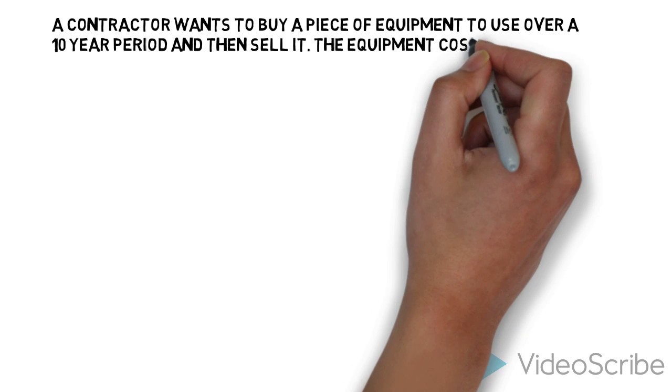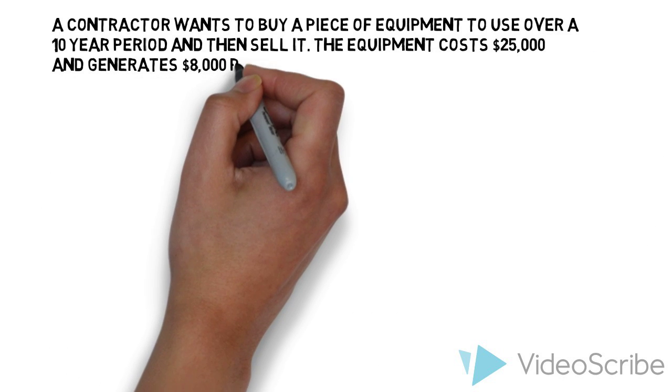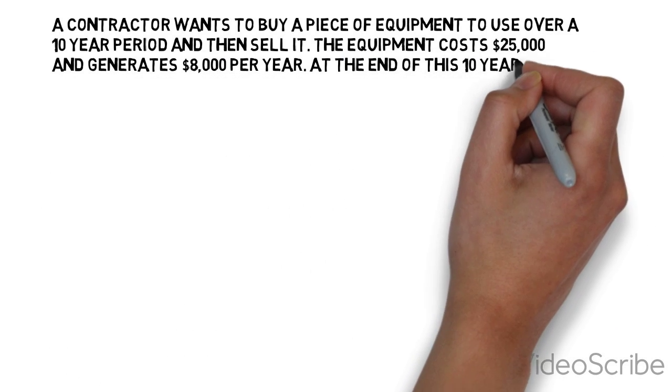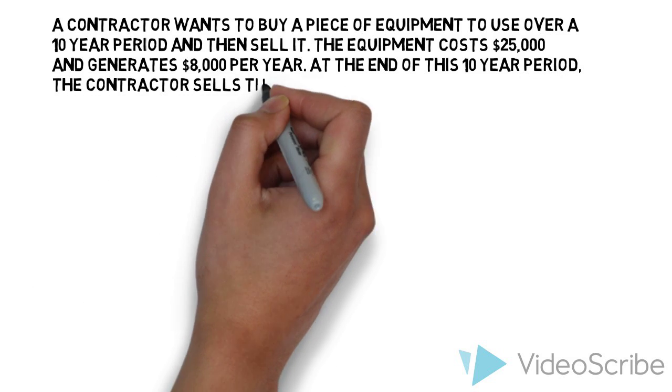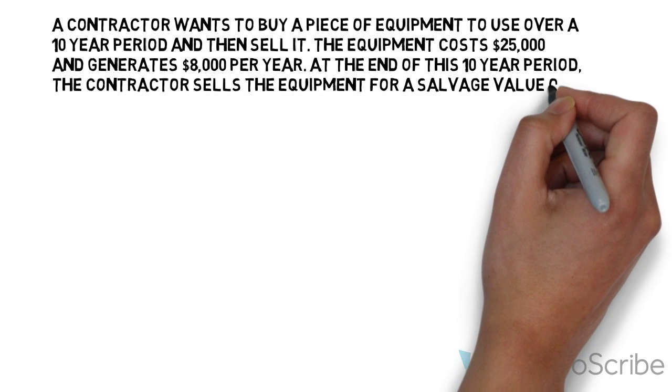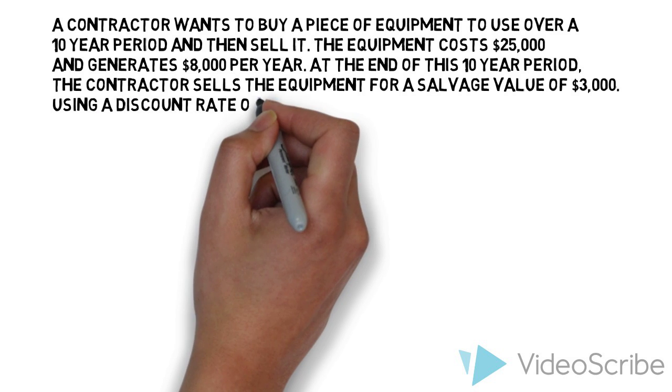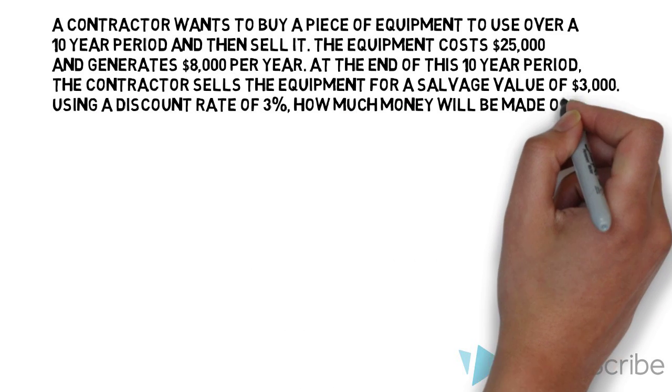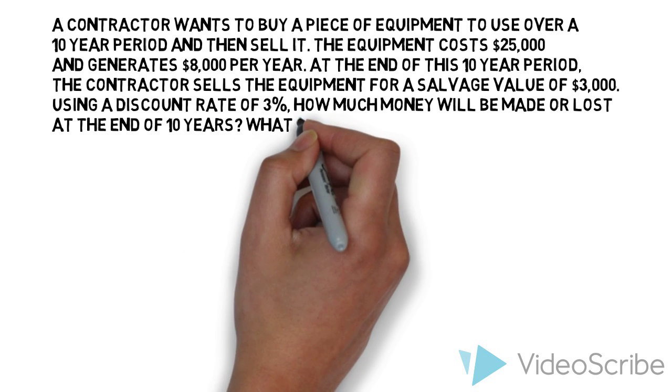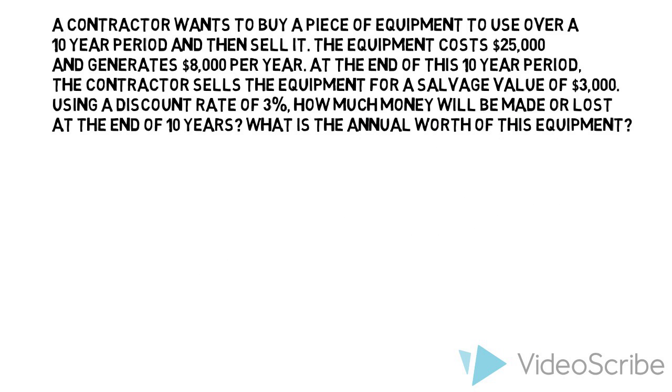and then sell it. The equipment costs $25,000 and generates $8,000 per year. At the end of this 10-year period, the contractor sells the equipment for a salvage value of $3,000. Using a discount rate of 3%, how much money will be made or lost at the end of 10 years? What is the annual worth of this equipment?